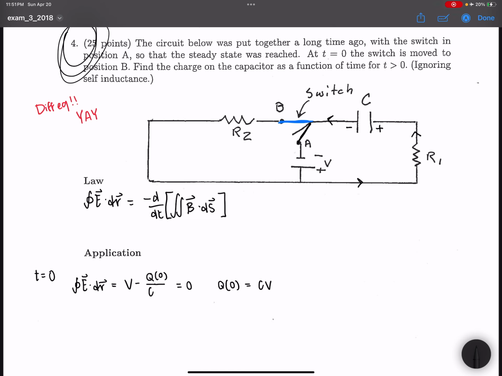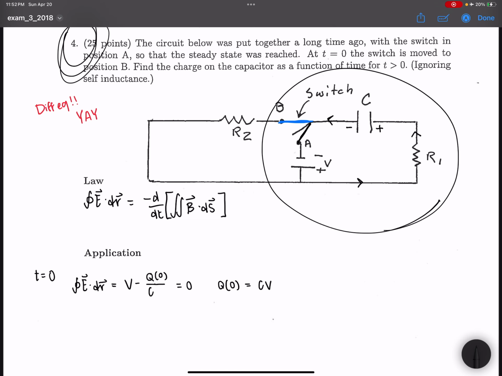So what we just found, guys, is that this right-hand side of the circuit is like a circuit from exam 2, and you solve it like that, but just using Faraday's law instead.